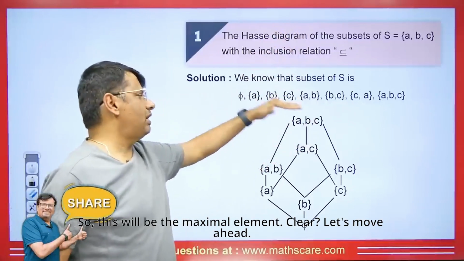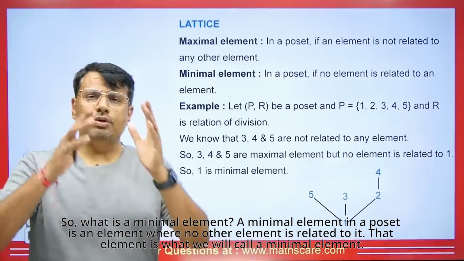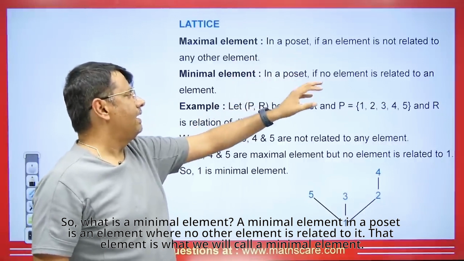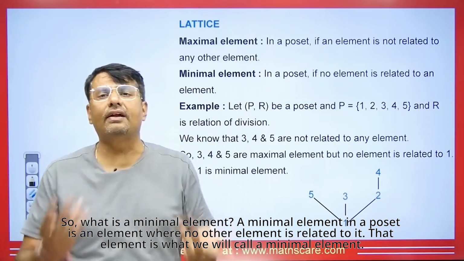Getting it? So, this will be the maximal element. Clear? Let's move ahead. So, what is a minimal element? A minimal element in a POSET is an element where no other element is related to it. That element is what we will call a minimal element.